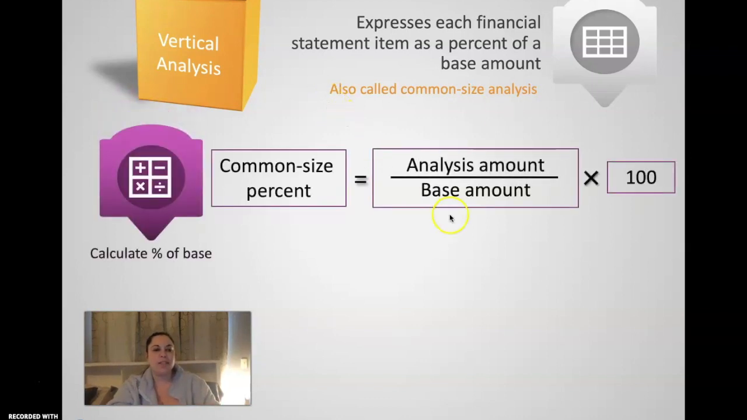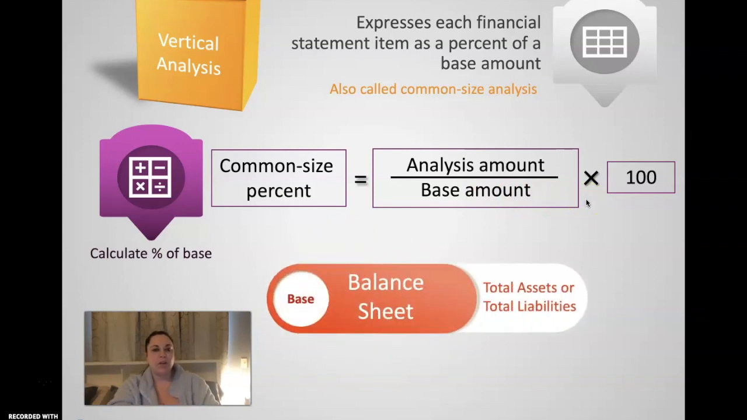Okay, so to find this, you take whatever account we're looking at and you divide it by a base amount. So I'll let you know in a moment what the base amount would be, and then you turn it into a percent by multiplying it by 100. So if we're talking about a balance sheet, the base amount would either be your total assets or your total liabilities and equity, because basically your total assets have to equal your liabilities and equity. So whichever number you use, it's going to be the same number. So usually I just look at total assets, or I just go to the bottom line, the liabilities and equity added together.